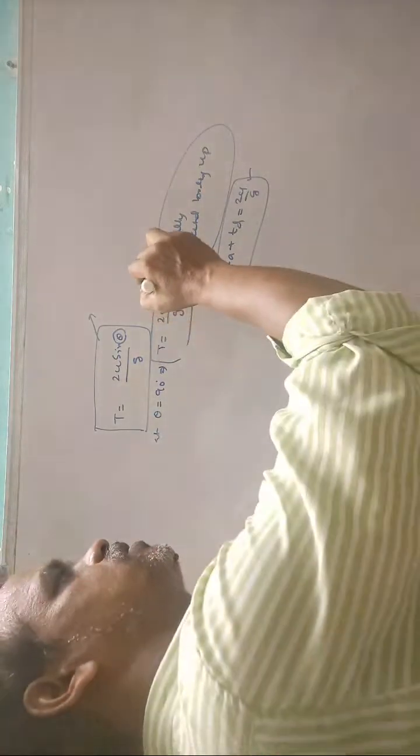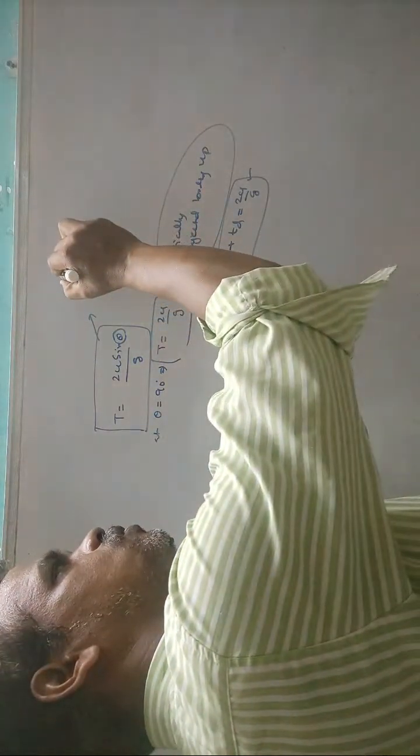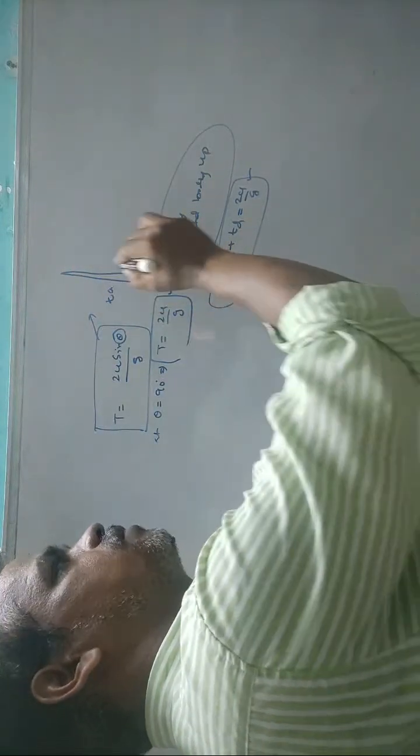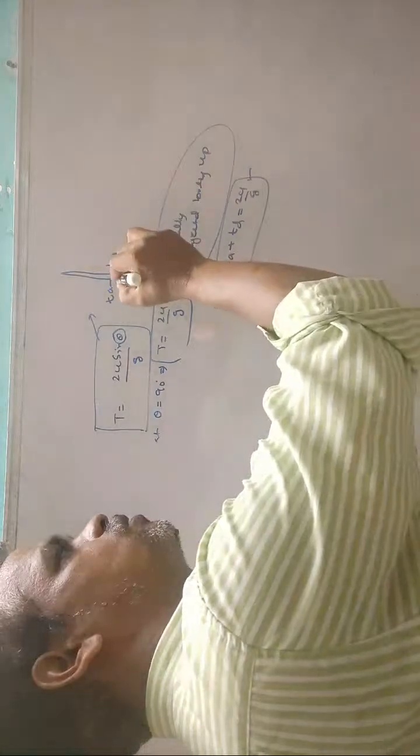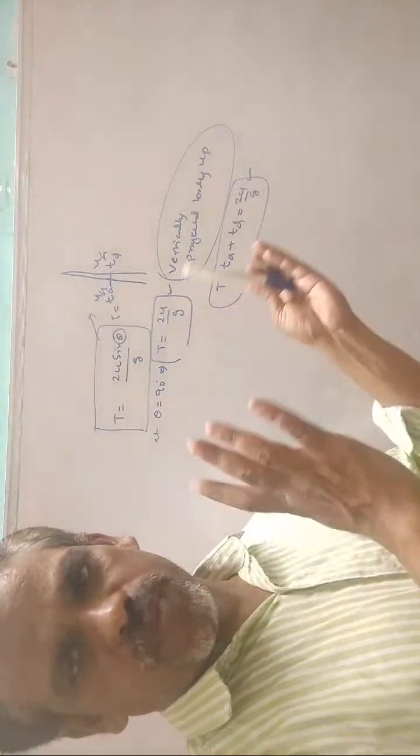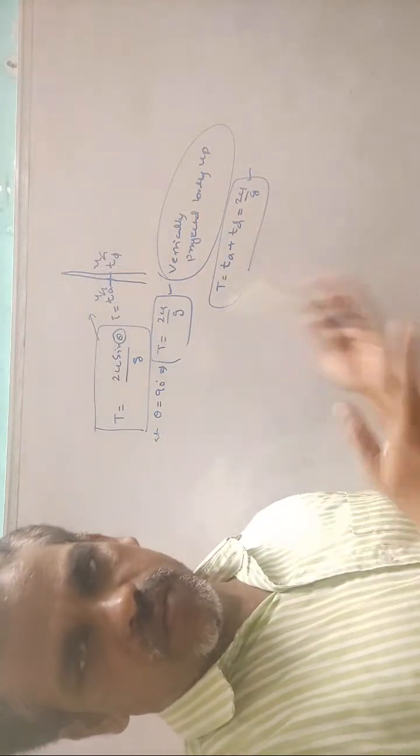For a vertically projected body, it will go up and down. So this is the ascending time and this is the descending time. Total will become u by g plus u by g. That is what we got here. Yes, I am comparing vertical projection with an obliquely projected body. So next, one more.